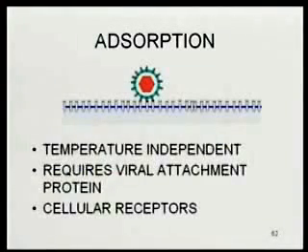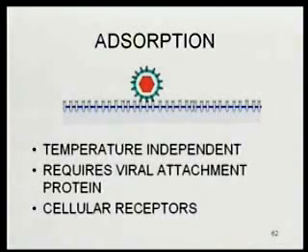We'll go into that in a minute. But this process is basically just a question of diffusing till it meets the receptors, and then it's non-covalent interactions with the receptors that cause it to stick to the cell surface. So this is temperature independent. It requires that viral attachment protein because it's mediated by that protein recognizing the right receptors. And that's important for viruses.